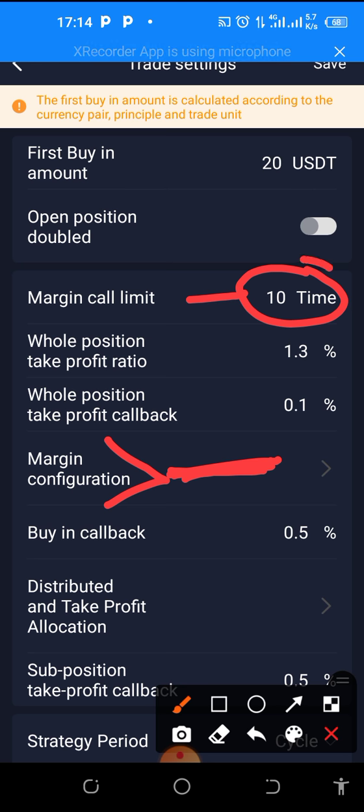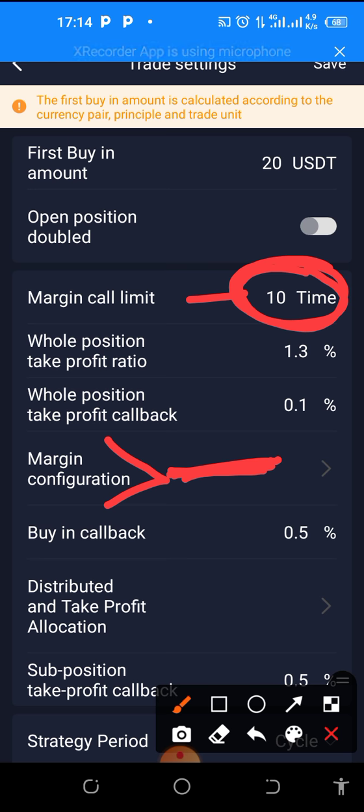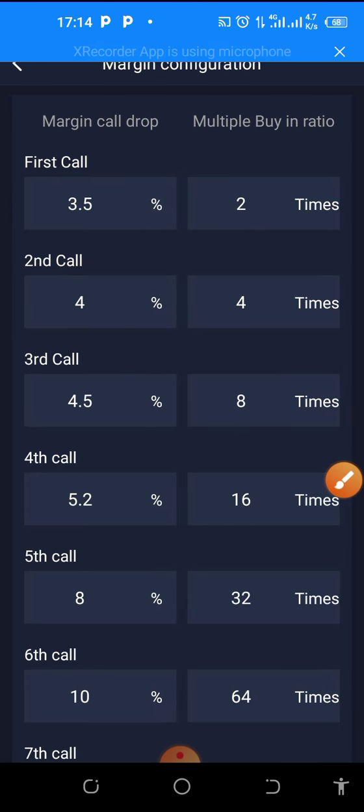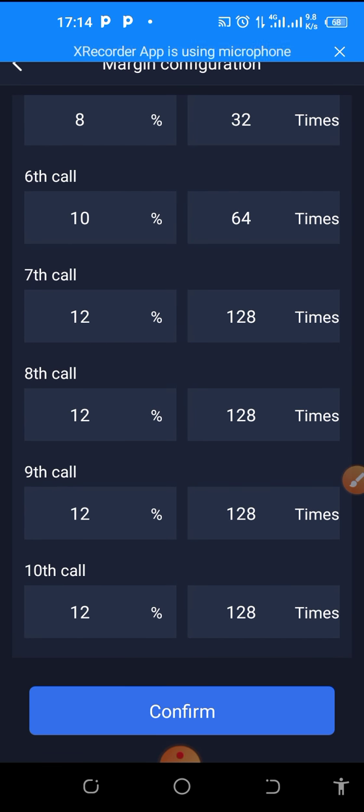So here you can see we have 10 times. Take note of that. You can see we have 10 times. So now let's go to the margin configuration. You click on it. Now it takes you here. From the beginning, you can see first call. And let me scroll to the end. You can see 10th call.